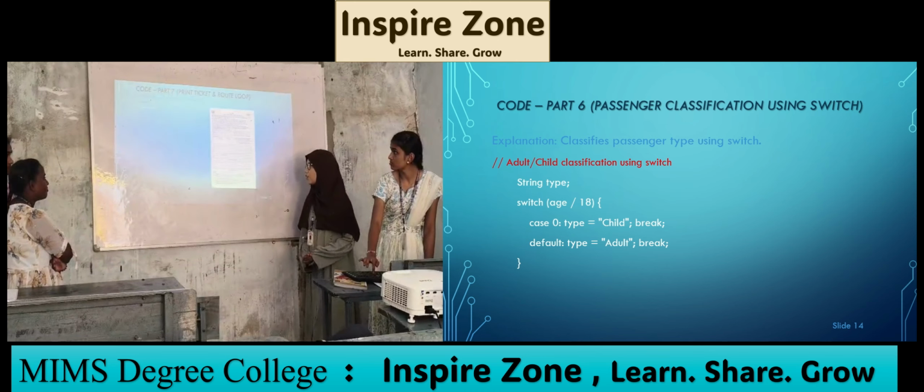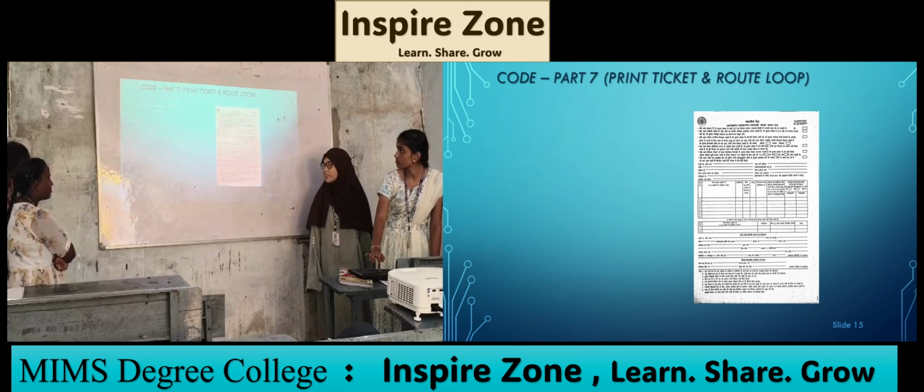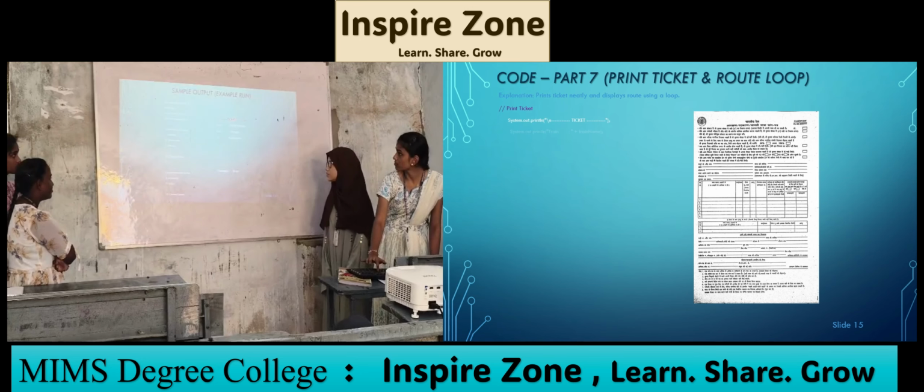This is the application form of the ticket. To print this ticket and the route, we use the for loop to print it.